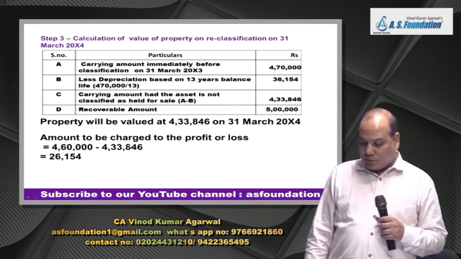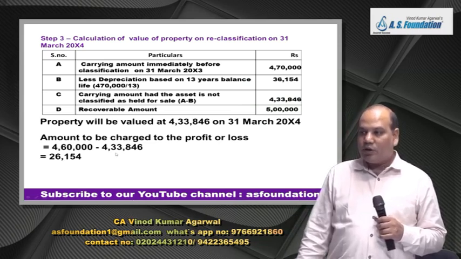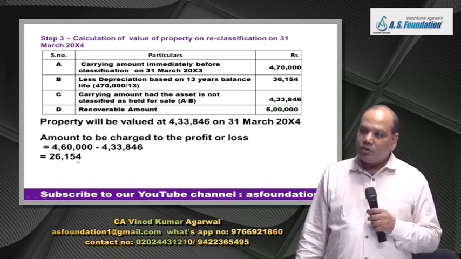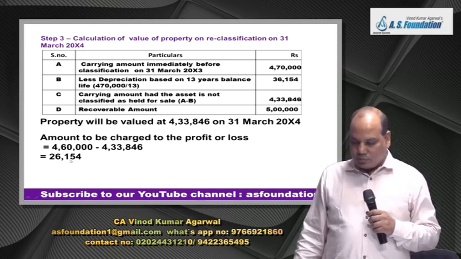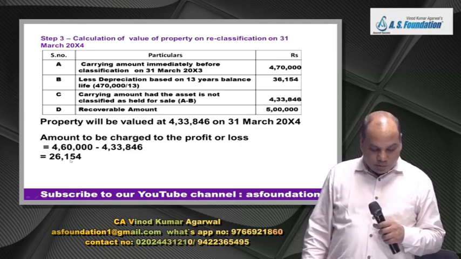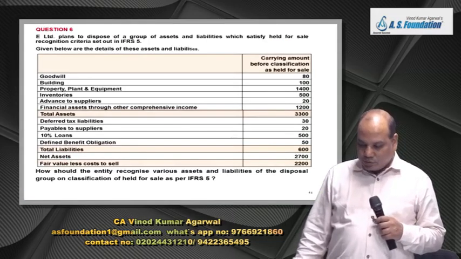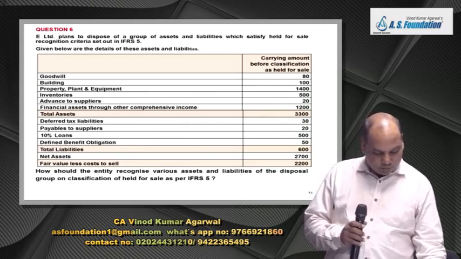And the difference between your 4,60,000 and 433,846 will be charged to profit or loss. That is 26,154. Understood? You will be able to handle such questions in the exam. Okay. Now come to this question which is printed earlier.